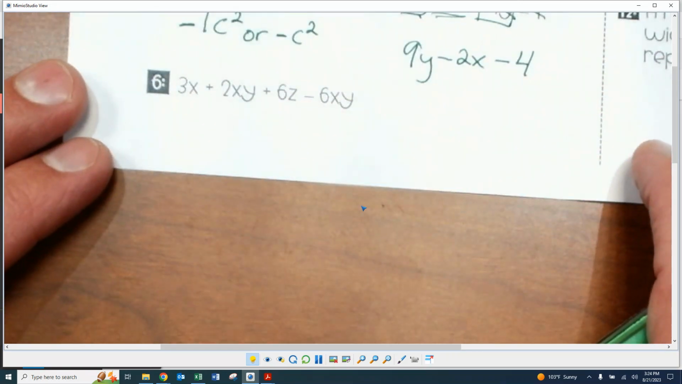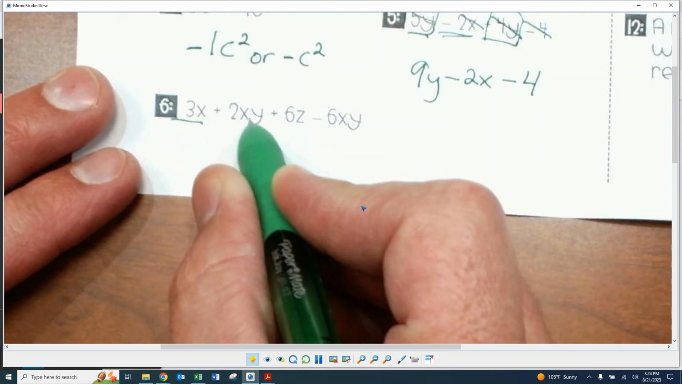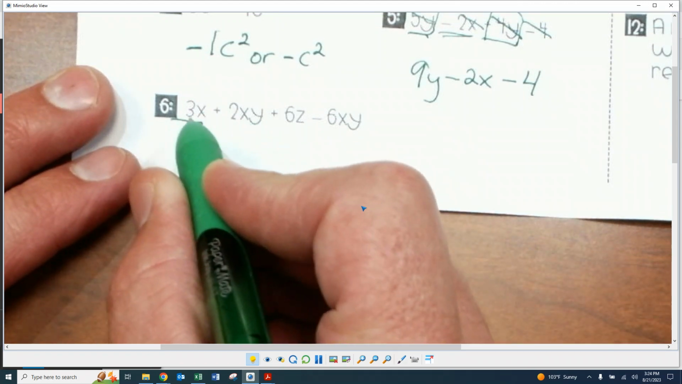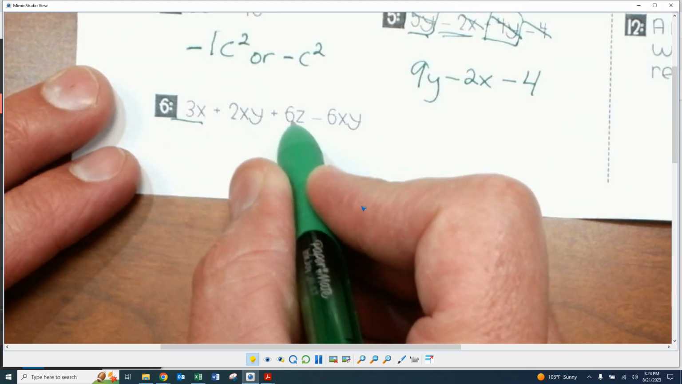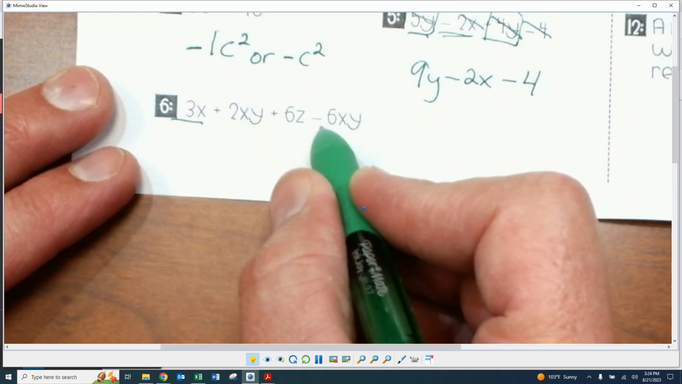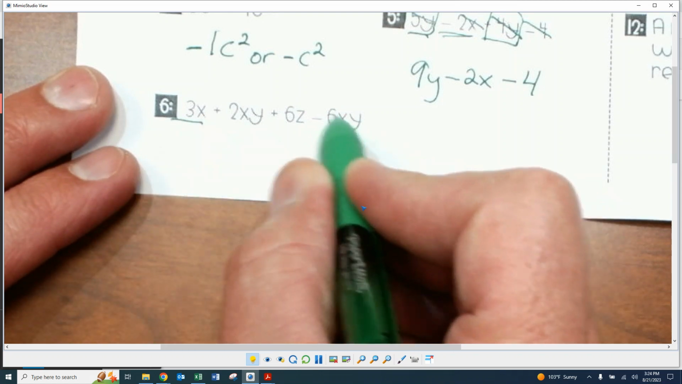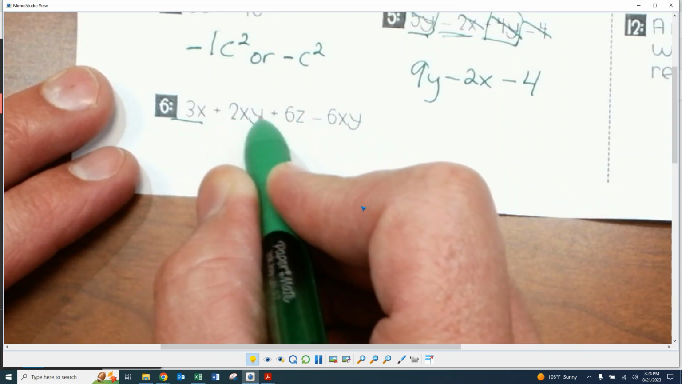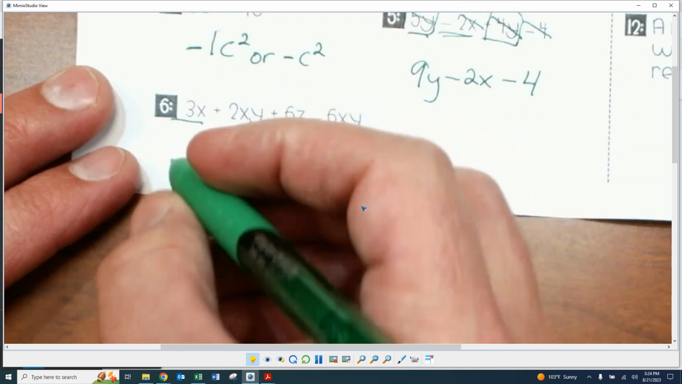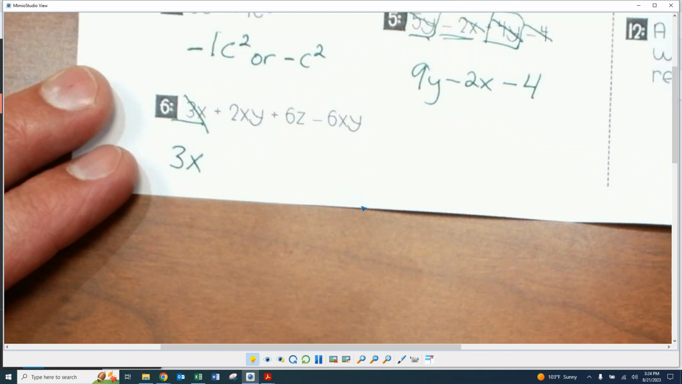In problem number 6, we have 3x. Here we have 2xy, so that cannot combine because this has a y. We have 6z. That cannot combine because it's z, not x. And we have negative 6xy. So we cannot combine this 3x with any of the terms here because there's nothing that just has an x. So 3x is going to come down all by itself, and it's done.